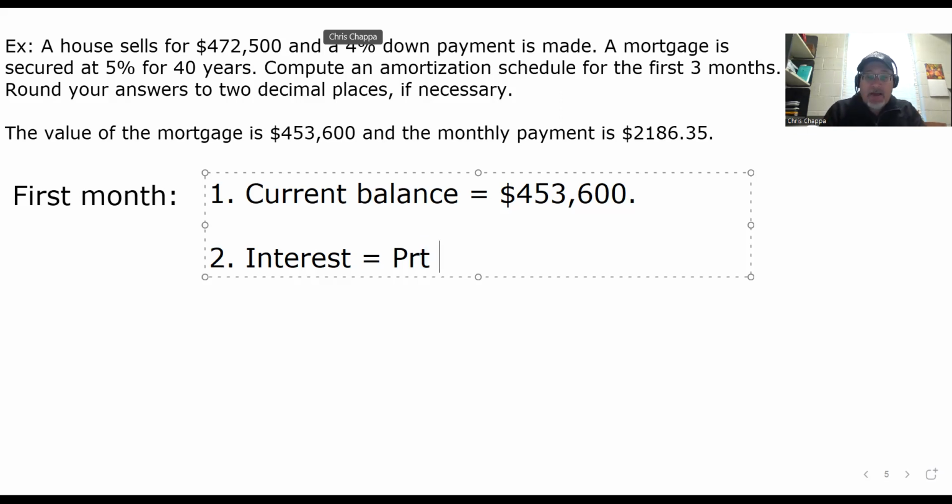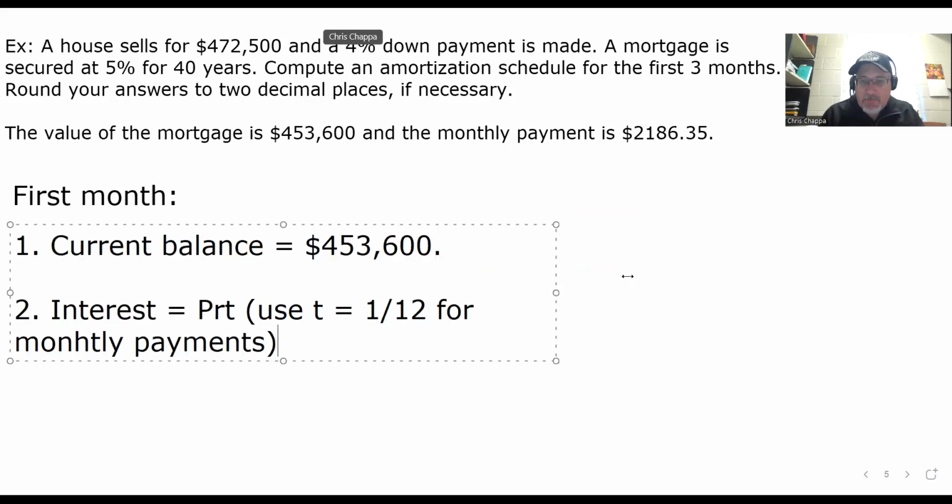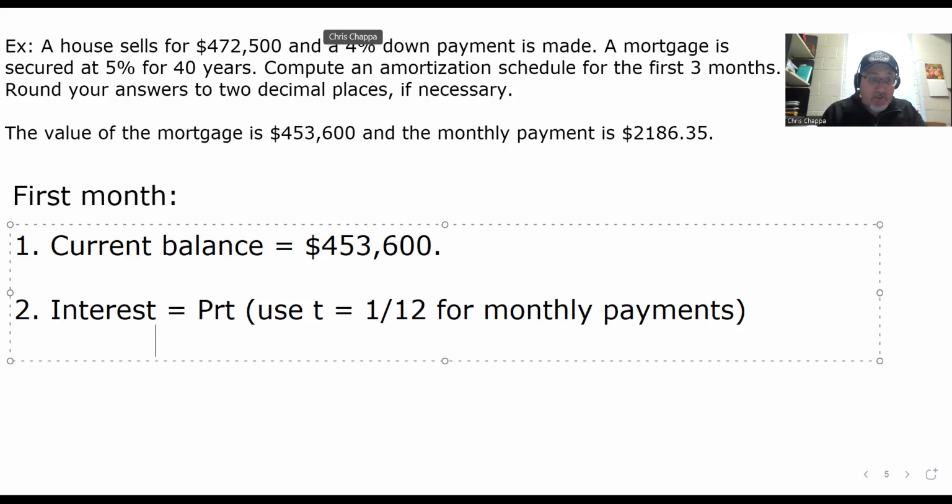So one thing you'll notice about these is that we use T equals 1/12 for monthly payments, because each month represents 1/12 of a year. And that will be the same for any time you're doing an amortization schedule with monthly payments and you're calculating the interest per time period. If it were a different scenario, like we made 2 payments a year, then it would be 1/2 because 2 payments a year means each 6 months is half of a year.